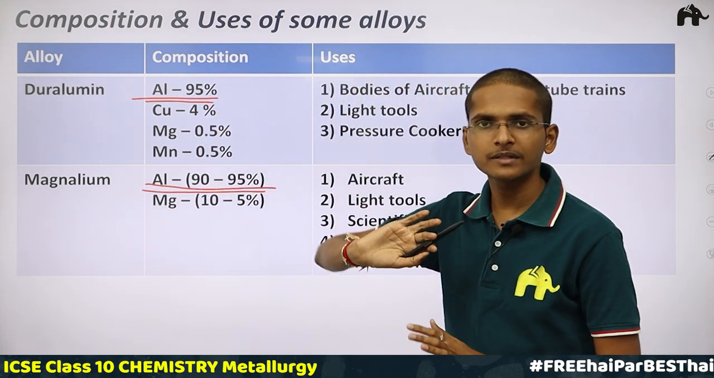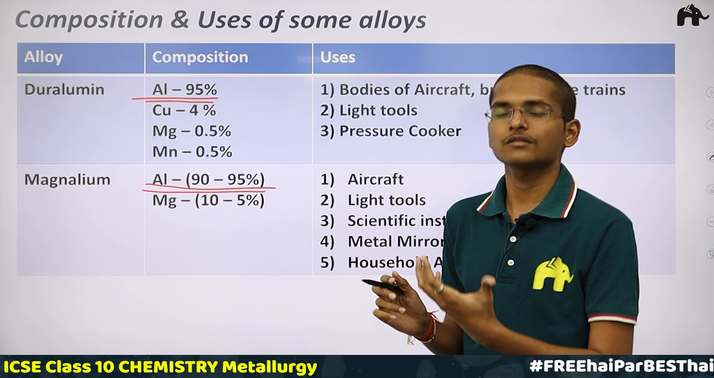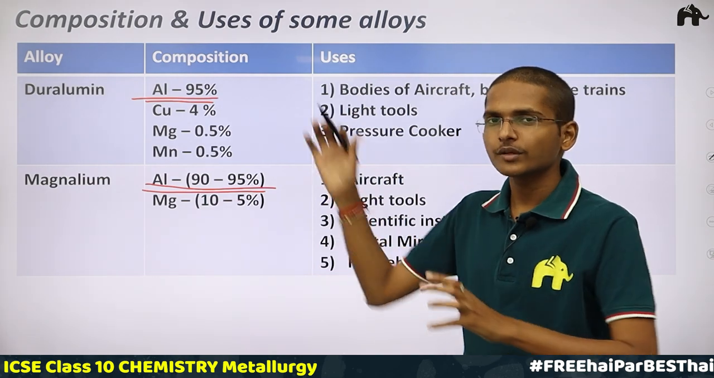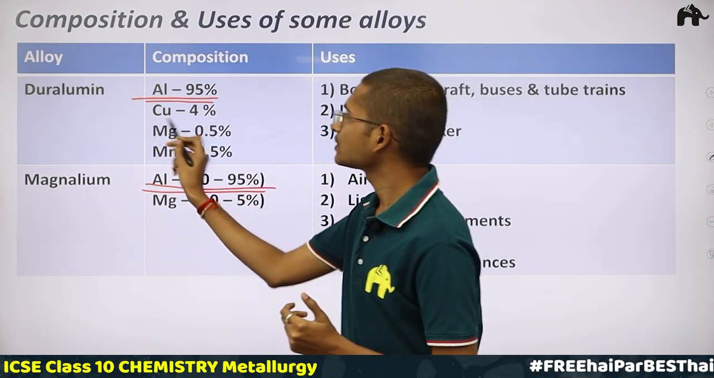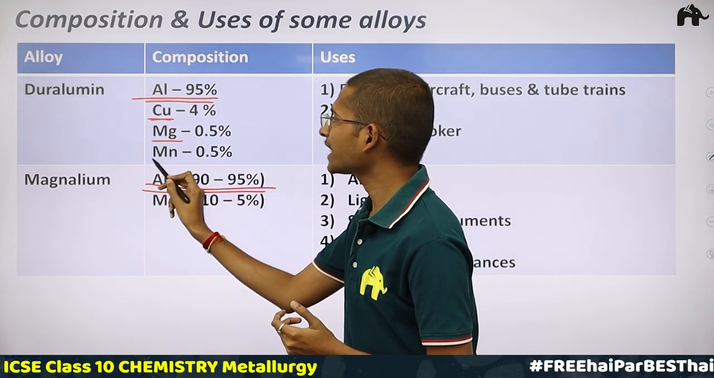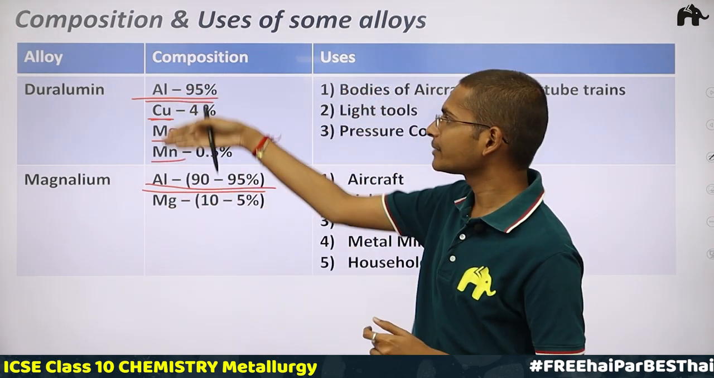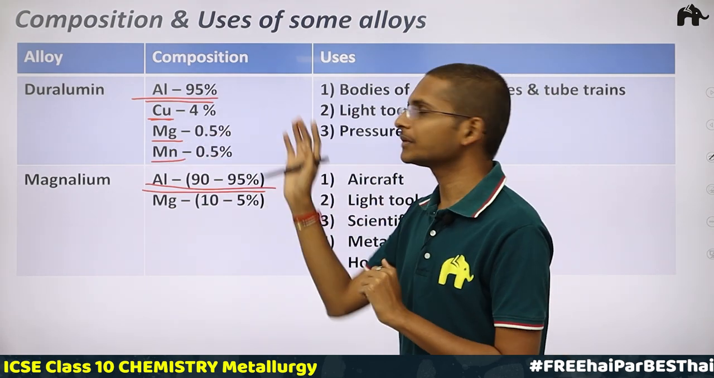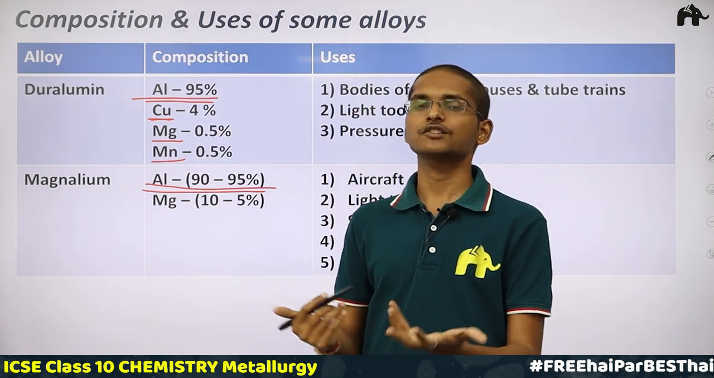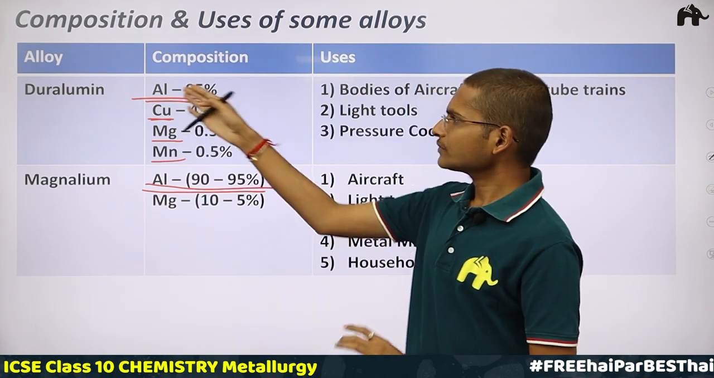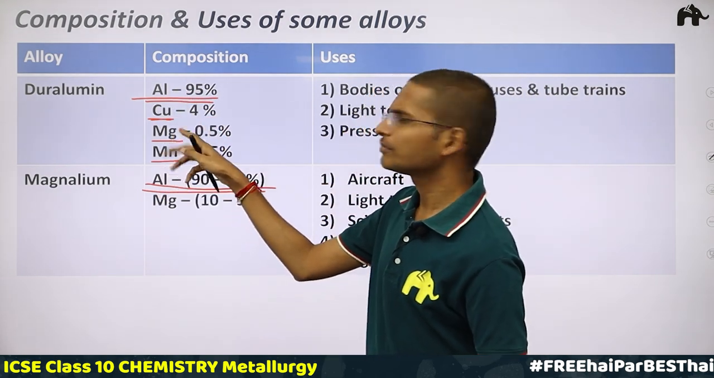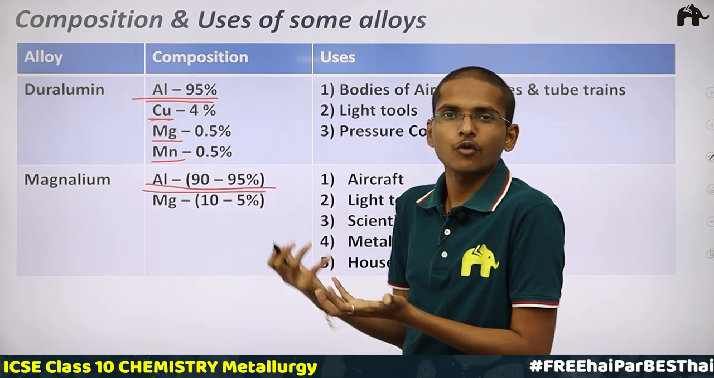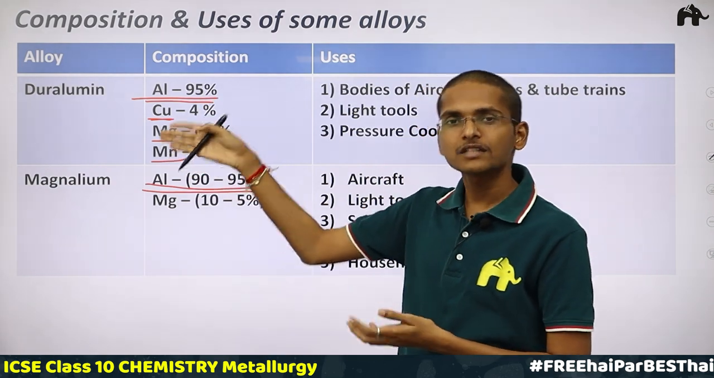So first we start with duralumin. We have just seen which metals it is formed from. Duralumin is formed by mixing aluminium, copper, magnesium and manganese. These four metals. It is very important to remember the compositions as well, because they may ask you in the exam. Clear? So aluminium, copper, and then you can just remember magnesium and manganese, both have some MM sound, right? So aluminium, copper, magnesium, manganese.